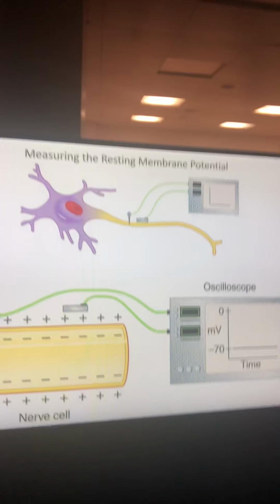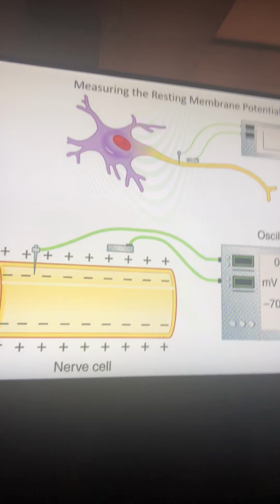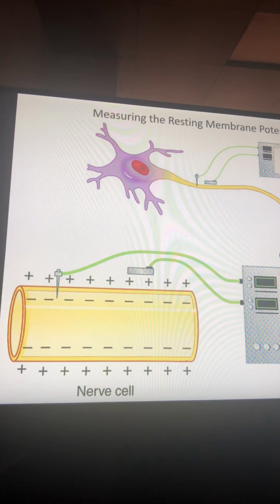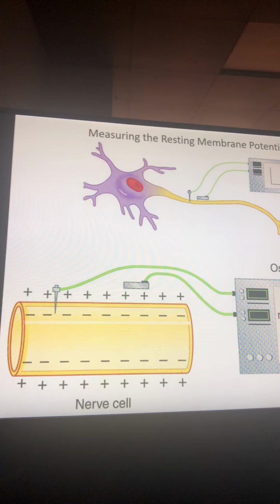And that tells us that the inside is negative 70. Here you can see what an oscilloscope looks like. It's just a machine where you put a node on the inside of the cell and one on the outside of the cell, and it can measure the difference between these two.